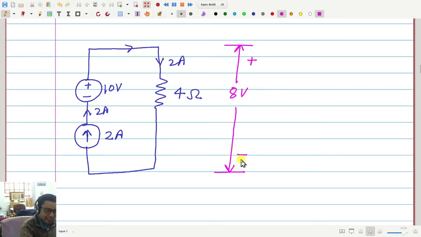Now, if I ask how much is the voltage from here to here, that means across this current source, how much is the voltage? 2 volt, or if I take this as plus and this as minus, minus 2 volt. It will be minus 2 volt.